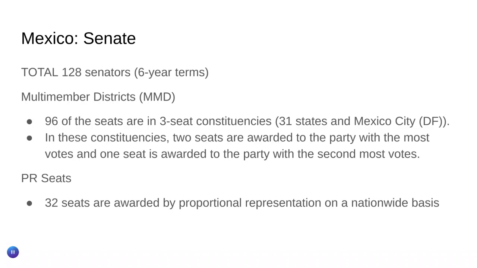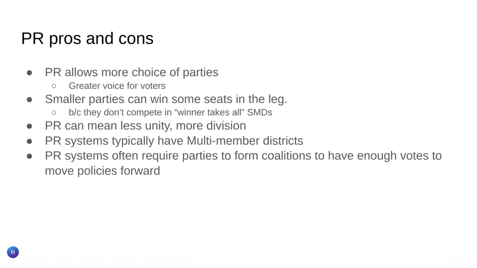Mexico is bicameral. The people choose their representatives in both chambers. There are single-member districts, multi-member districts, and proportional representation, which leads you to have representation from more parties. Proportional representation, you can see, gives you more choices, greater voice for voters. The smaller parties have a chance. They don't have to compete in a winner-takes-all system where some of them would never be able to win. But it can mean less unity, more division. You've got to have more coalitions to be able to pass legislation a lot of times.